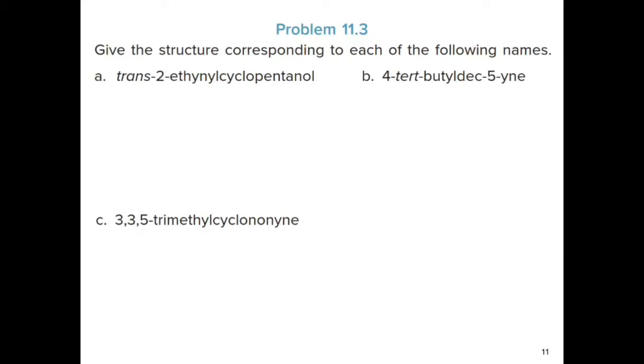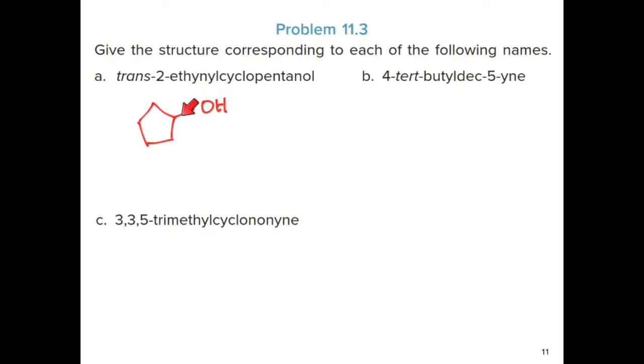And here's practice problem number 3. Give the structure corresponding to each of the following names. Trans-2-ethynyl cyclopentanol. So for the first one here, the first thing that you want to do is to draw the cyclopentanol. So this is a cyclic ring containing 5 carbon atoms and a hydroxy group. So you can see we have a cyclic ring with 5 carbon atoms and then a hydroxy group.